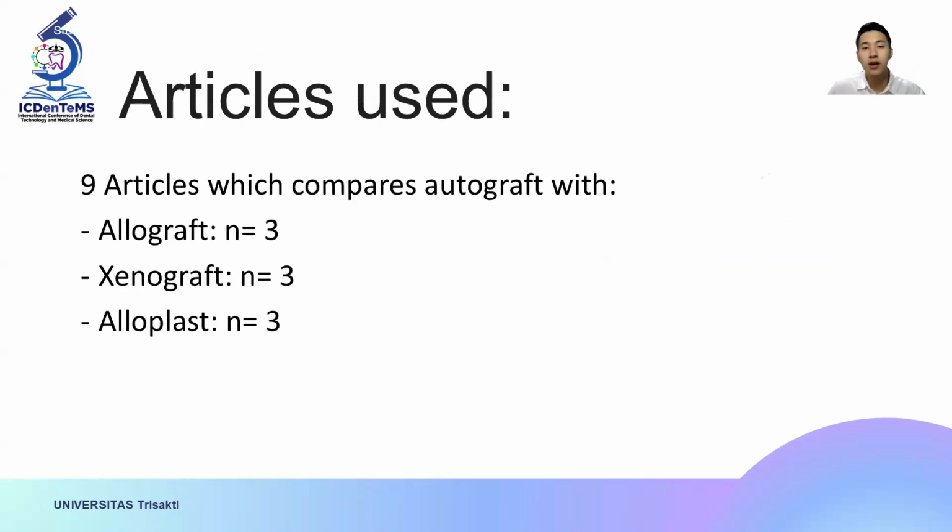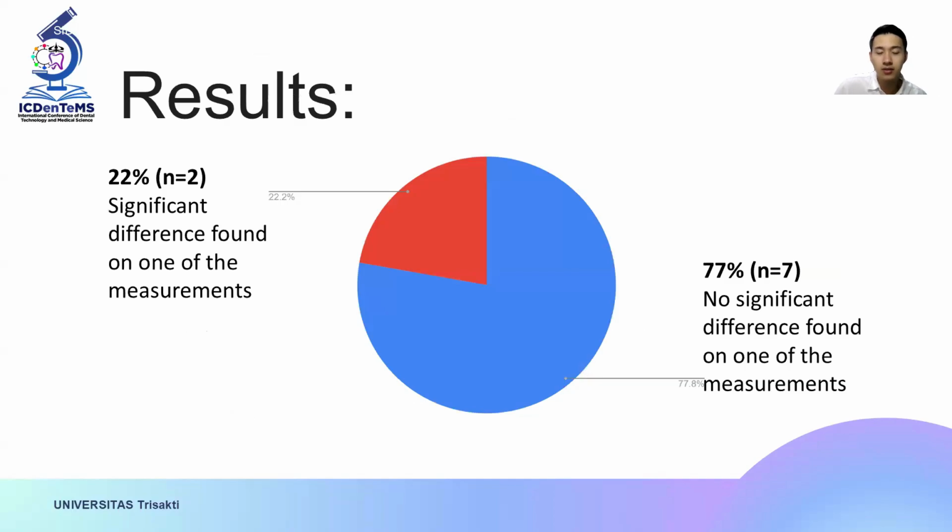So the articles that are found and used, there are 9 articles, which compare autograft with allograft in 3 articles, then 3 articles that compare xenograft with autograft, and 3 articles that compare autograft with alloplast. And this is the main result. In 7 articles they found no significant difference on any of the measurements, while in 2 articles there is a significant difference found on one of the measurements.